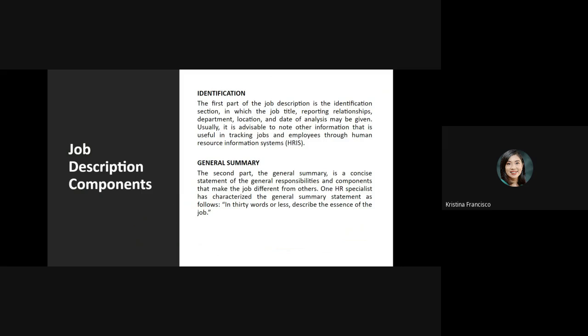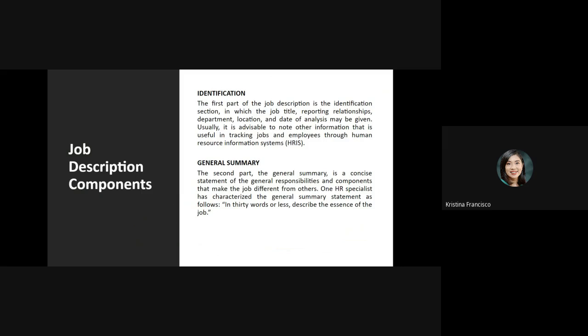Following that is your general summary. This is the second part, wherein it is a concise statement of the general responsibilities and components that make the job different from the others. The purpose provides a high level overview of the role, even the level and scope of responsibilities, consisting of 3 or 4 sentences, providing a basic understanding. Hindi siya masyadong madami kasi nga again, a summary lang siya. With this section, it is somehow like a bird's eye view of the role.